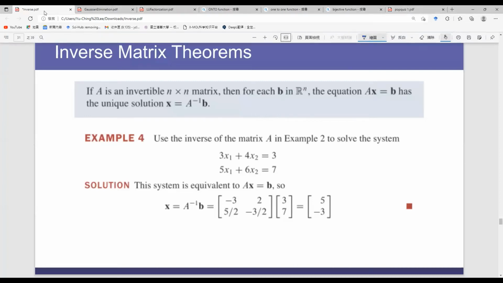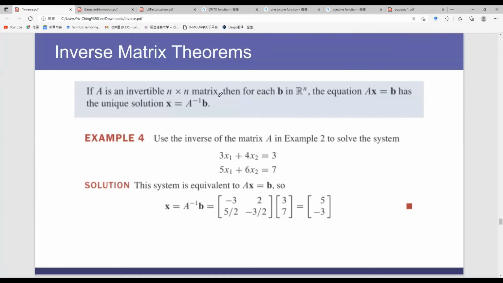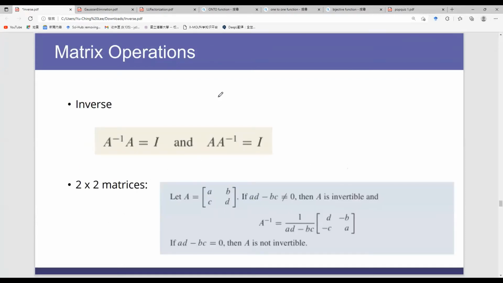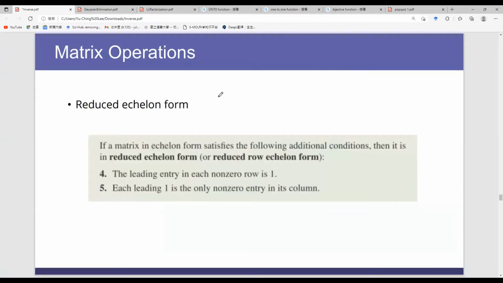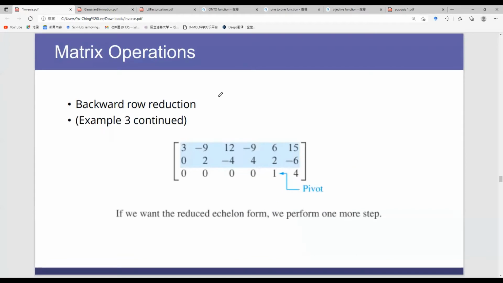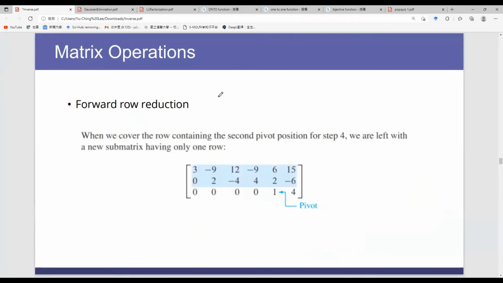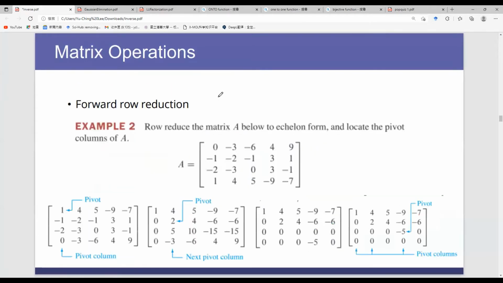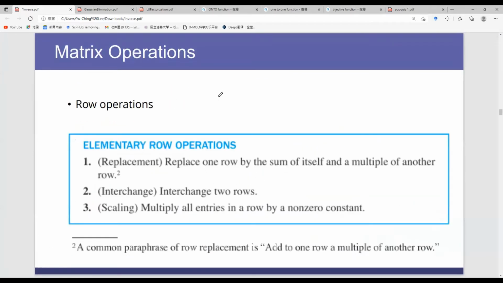And in the meantime, I'm going to quickly review what we have seen almost 1 week ago. So we have seen there are two ways to do the row reductions. One is called the forward row reductions. Okay, row operations. We have three row operations: replacement, interchange, and scaling.